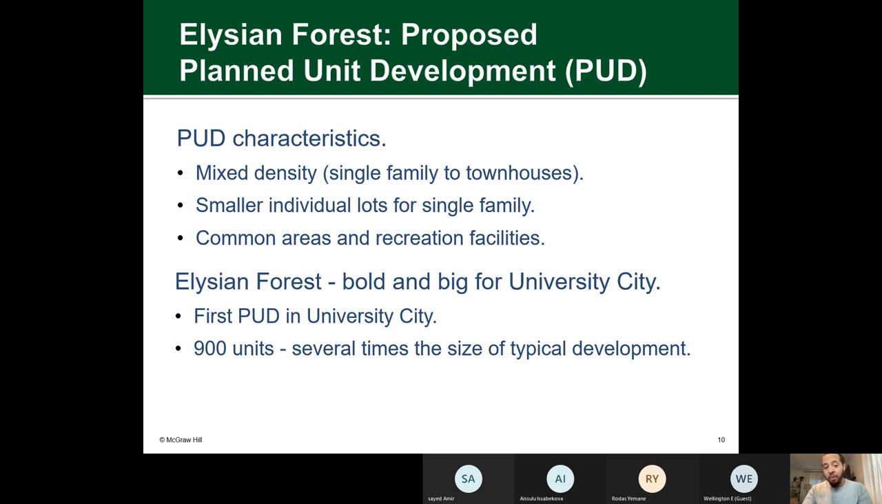This is the Elysian Forest, which was a planned development with single family homes and townhouses. Townhouses are basically almost like homes. It's just that the maintenance and everything is taken care of by the property managers and those who own the building. A little bit smaller lots. And with townhomes, you have a common area and a recreational facility, and you may share a wall.